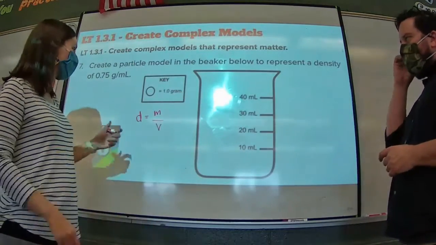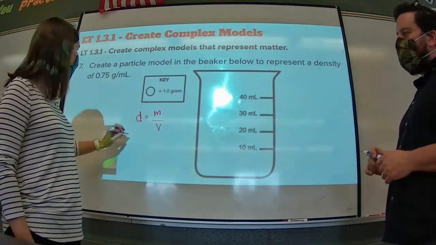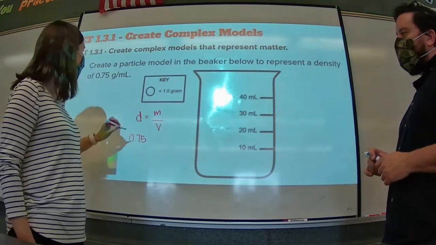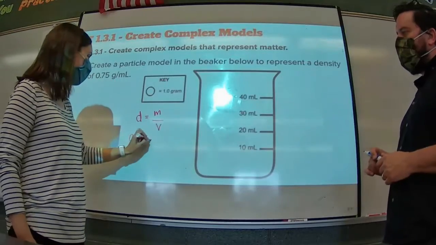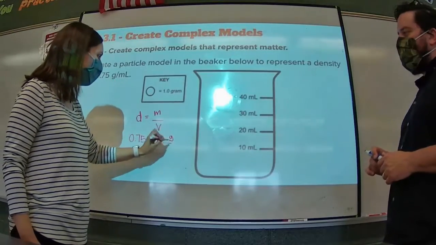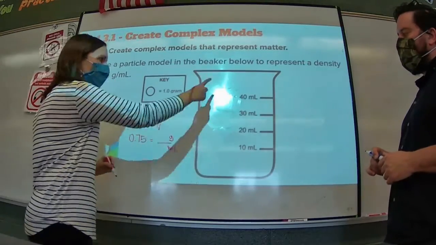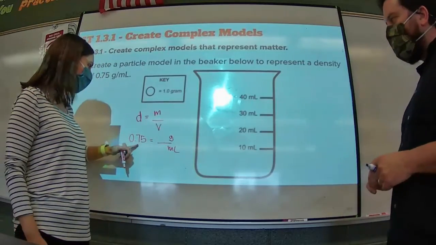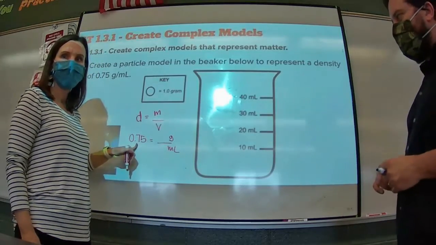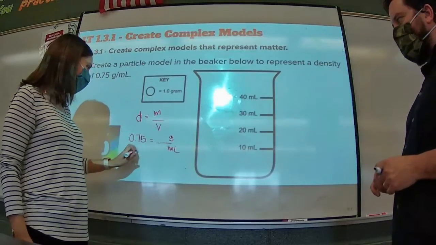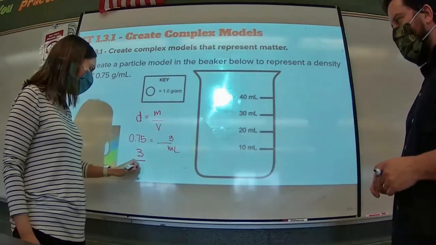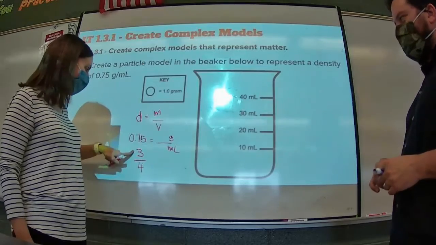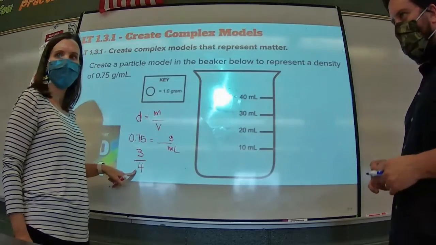And so in this particular case, we said that the density is equal to 0.75, and then that's grams per milliliter. So we need to know how many grams and how many milliliters we need to draw on our diagram. So the way I like to think about this is when I'm given a fraction, 0.75, that's the same thing as saying 3/4, right? So 3 grams per every 4 milliliters.